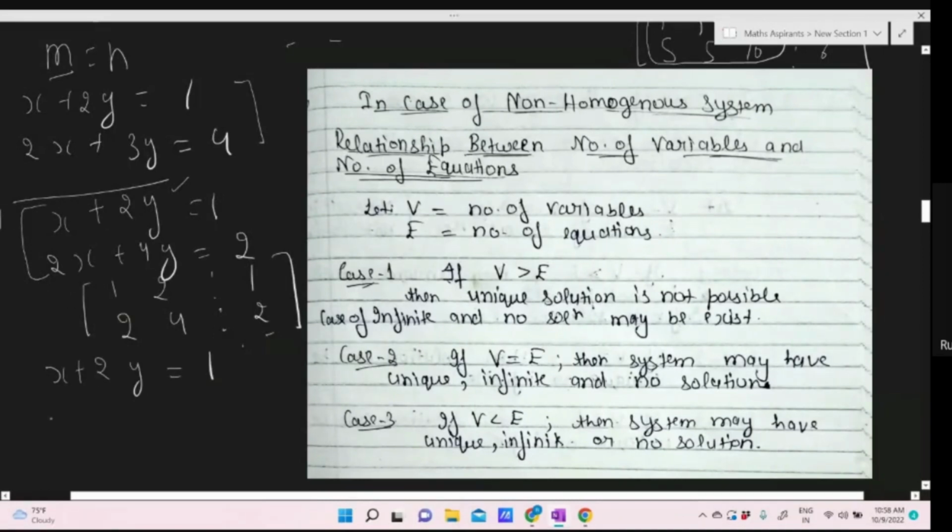Take x plus 2y equals 1 and 2x plus 4y. What you will have to do is make the rank of A equal to 1 and the rank of the augmented matrix [A|B] always greater than the rank of A. Then you will always get the no solution case. Here we will take 3. Here the rank of A is 1, and the rank of the augmented matrix [A|B] is 2. Therefore, this is the case of no solution.